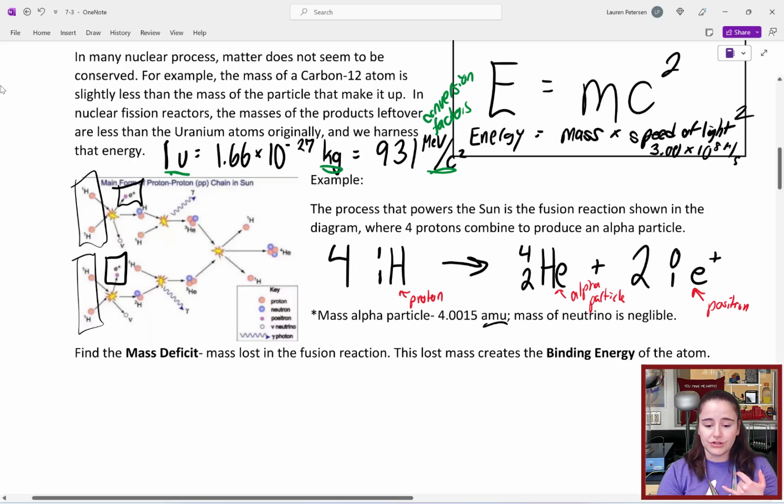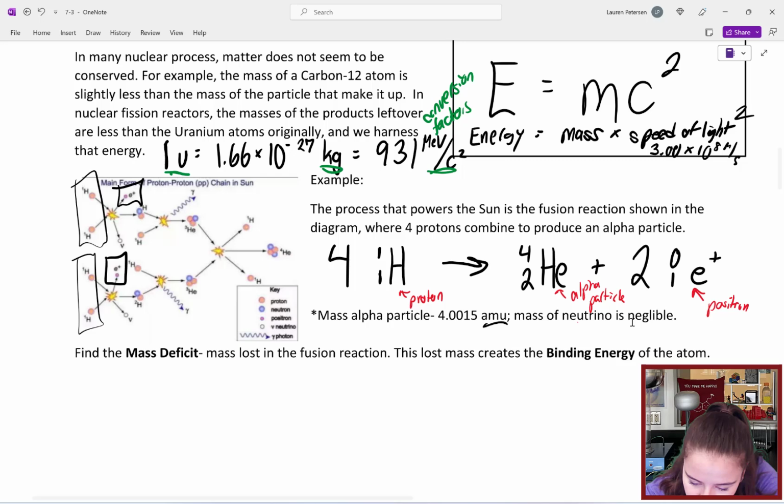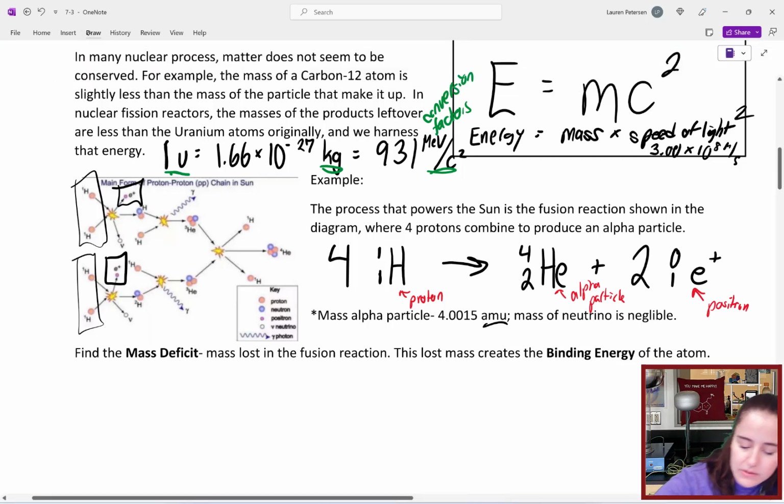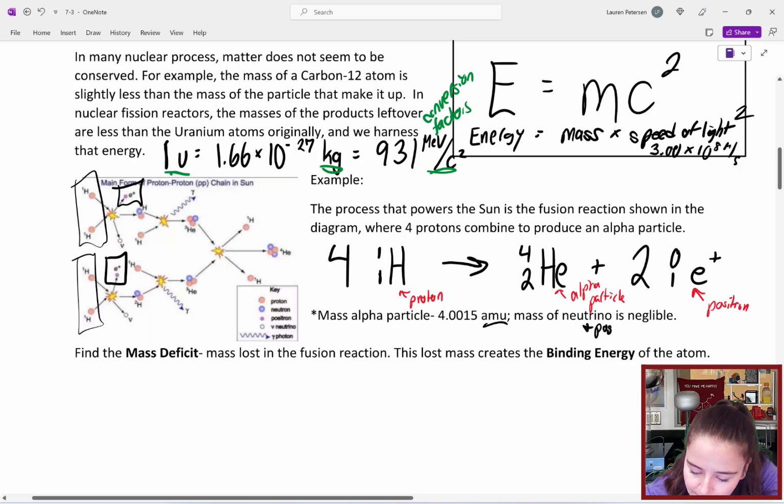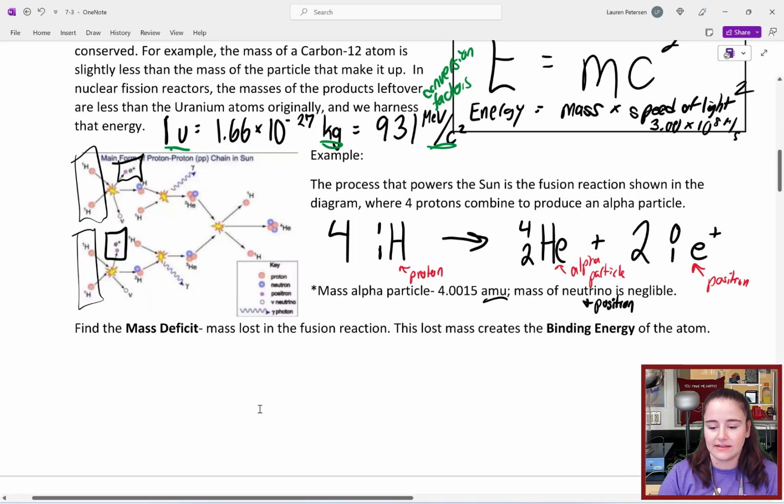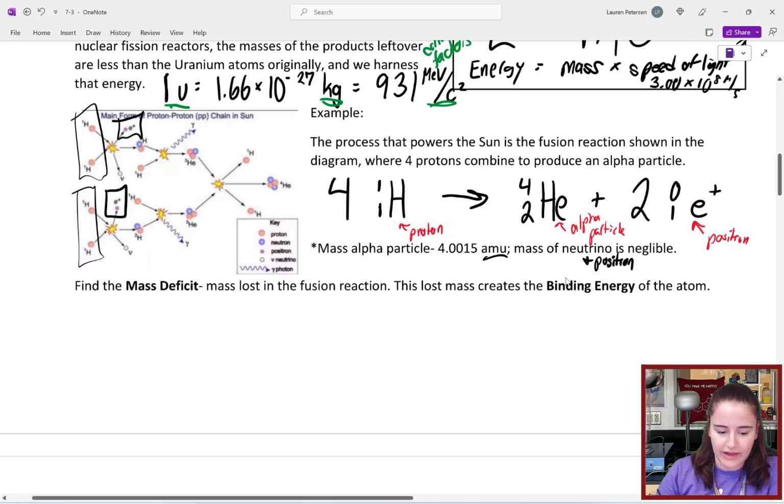And so we're going to find the mass deficit in this reaction, knowing that the mass of the alpha particle, the 4,2 helium, is 4.0015 AMU, or U. And the mass of the neutrino and the positron, we're going to ignore the mass of the positron for now, is negligible. So we're going to find the mass deficit, the mass lost in this fusion reaction.